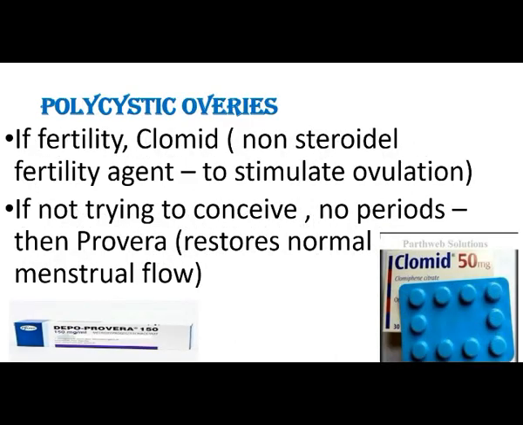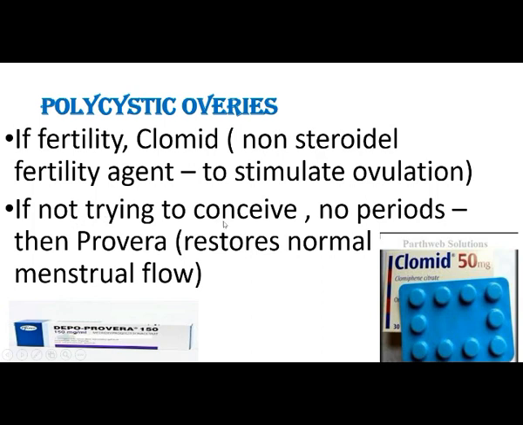Next is polycystic ovaries. If the patient, because of the polycystic ovaries, is complaining of infertility, Clomid, an anti-estrogenic agent, is given. It is a non-steroidal infertility agent to stimulate the ovaries. When we give Clomid, it stimulates ovulation and the ovum will mature and rupture.